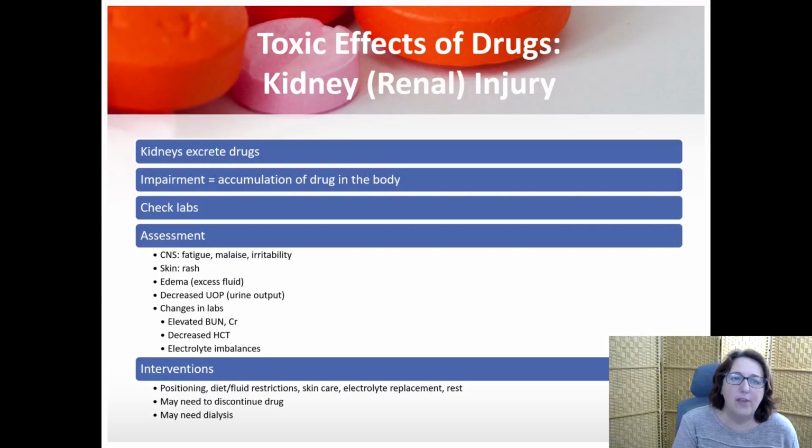This will help with the excess fluid. If we elevate the legs, if their legs are swollen with fluid, if they're having rashes, being careful where we're placing the area with the rash. Diet and fluid restrictions. So if they're having a lot of edema, we'll decrease the fluids that we're allowing them to intake. Skin care in the area with rashes, electrolyte replacement, and rest. They may need to discontinue the drug. If that's not possible, the patient may need dialysis.